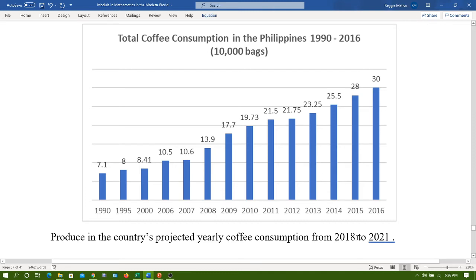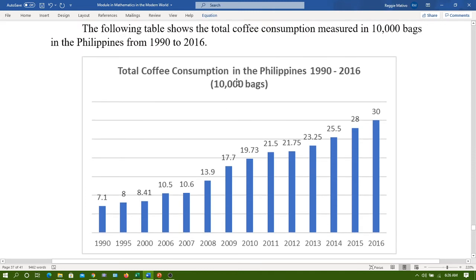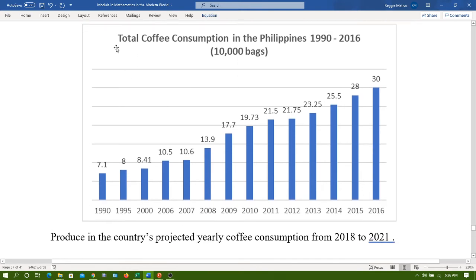How to do that? Do you need to go to the coffee? Where should we go when we need to find coffee consumption? To the stores, to the malls, and then we will get the value of the coffee consumption in 2018 to 2021? No. We can answer this using the patterns seen in this data. So we have already data from 1990 to 2016. So we will just use this data to predict the possible yearly coffee consumption from 2018 to 2021.